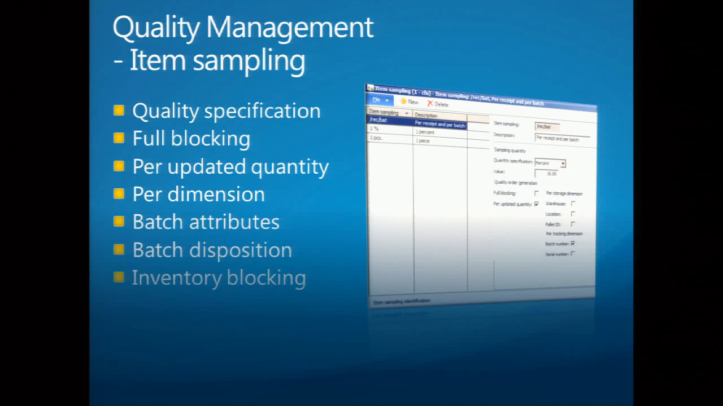And now you can choose, because now you're creating many quality orders. So if, for instance, in this example where you had one batch and 10 serials and you had 10 quality orders created, you may not want to update the attributes for that particular batch 10 times because it has got 10 serials. So you can choose at which level you want to update the batch attributes.